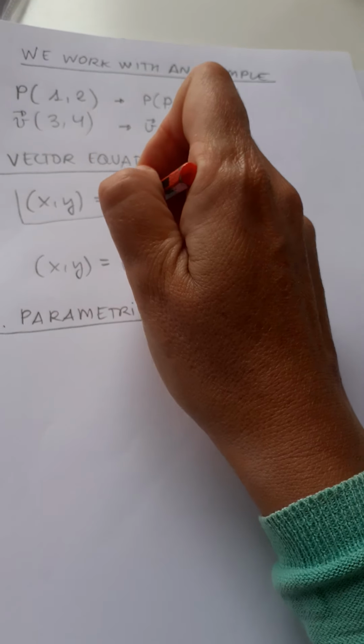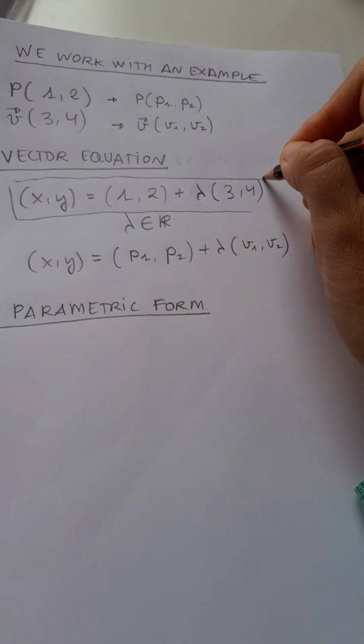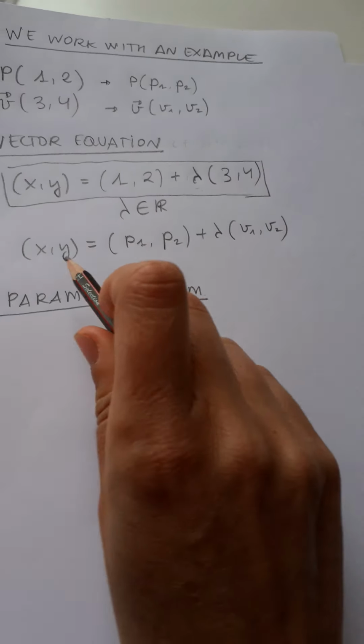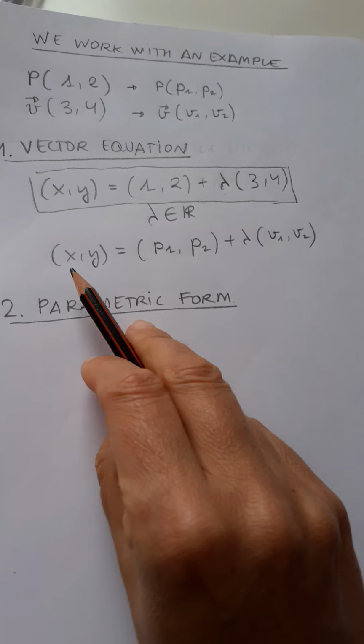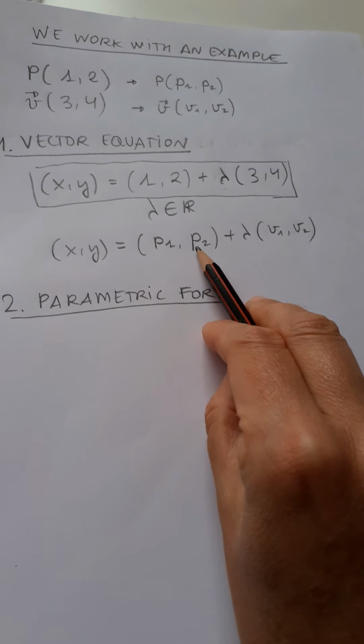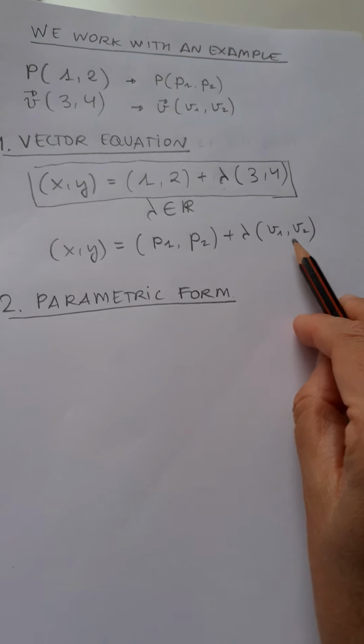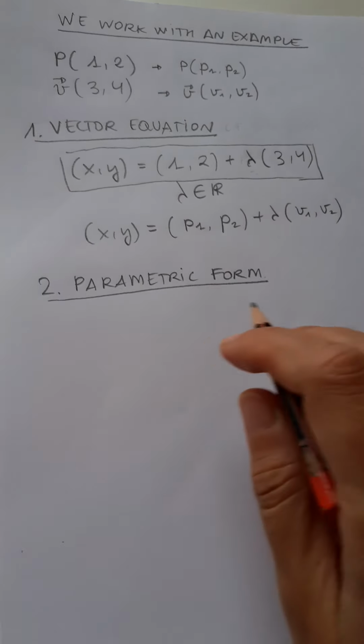So this is one equation. I highlighted. Okay? And in general, any vector equation would be x, y, the coordinates of the point that we have, plus the parameter times the vector. Okay? Now let's go on.